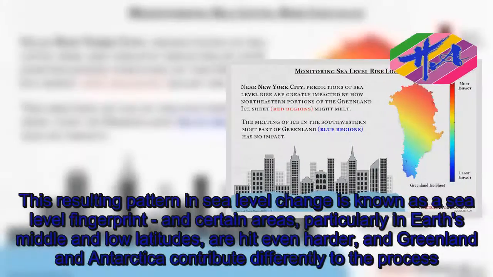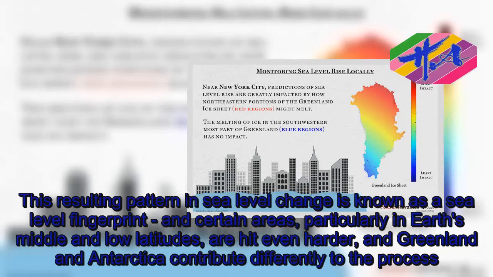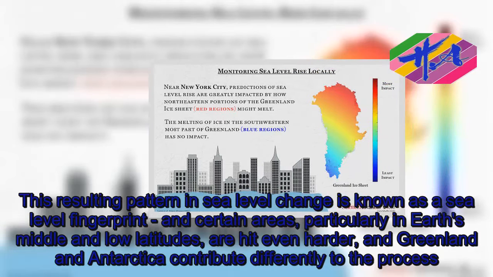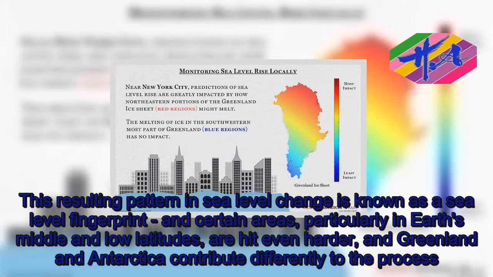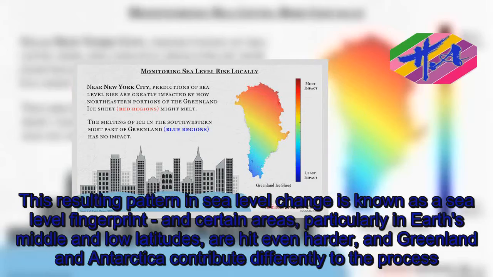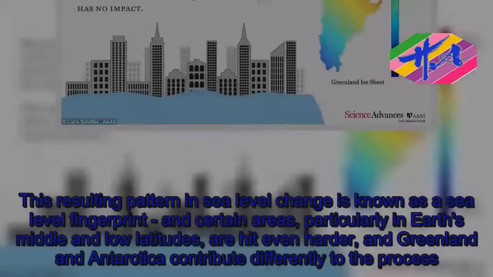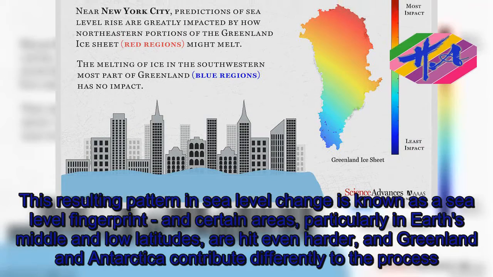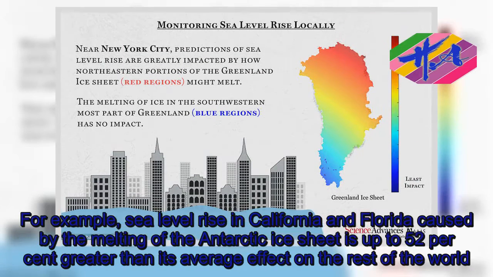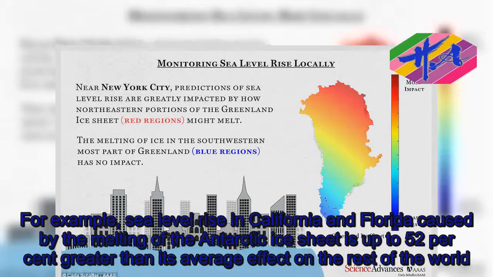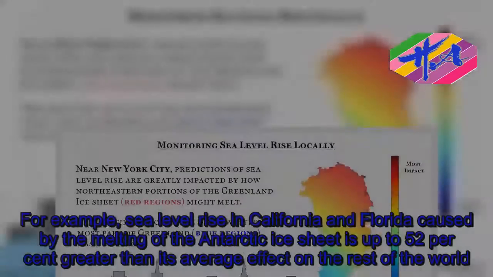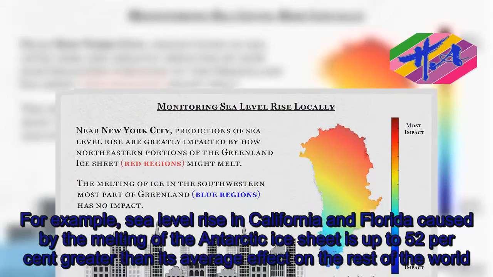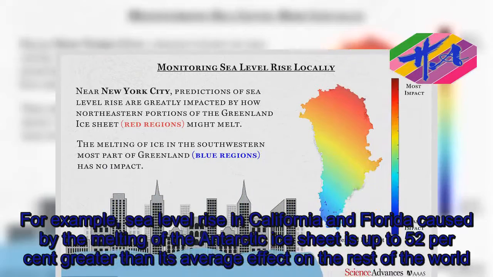Certain areas, particularly in Earth's middle and low latitudes, are hit even harder, and Greenland and Antarctica contribute differently to the process. For example, sea level rise in California and Florida caused by the melting of the Antarctic ice sheet is up to 52% greater than its average effect on the rest of the world.